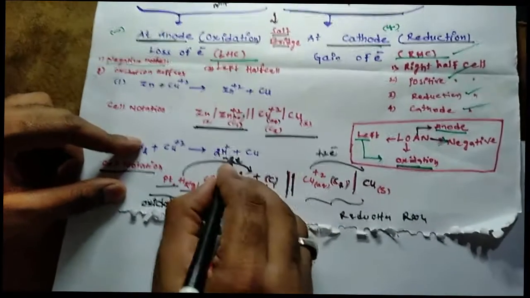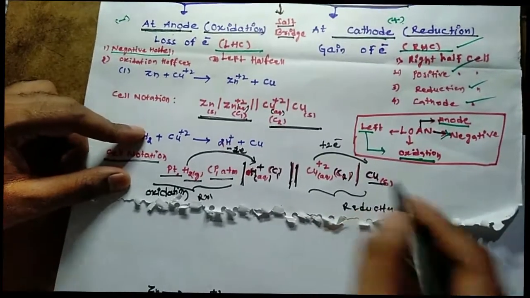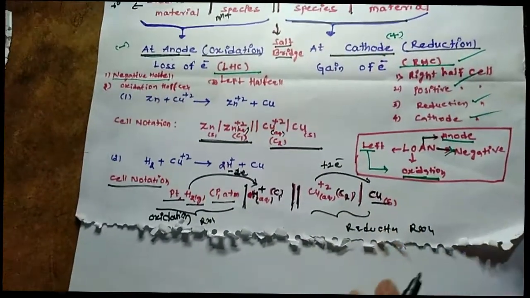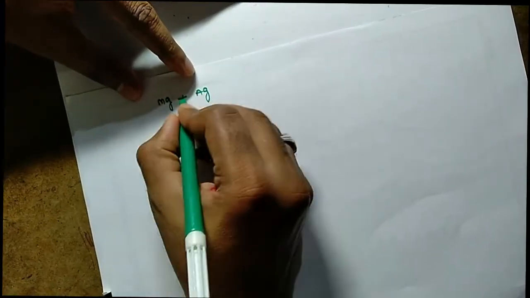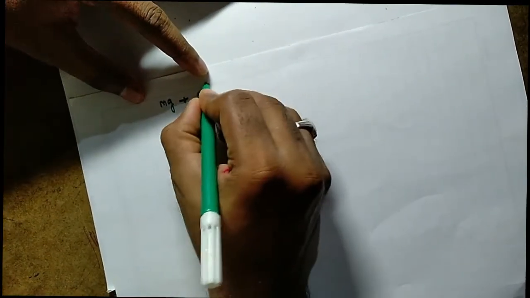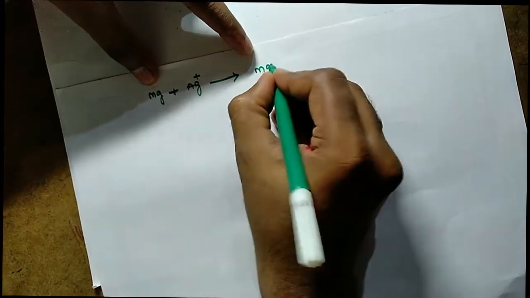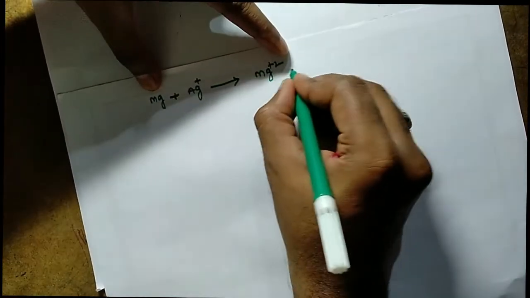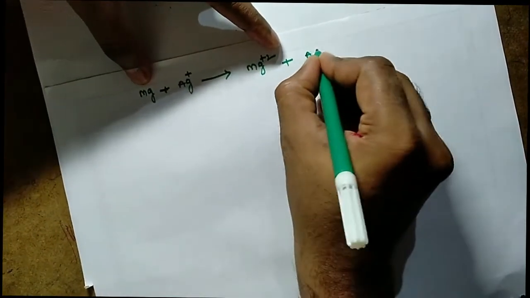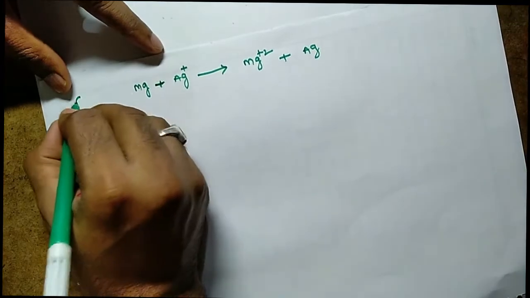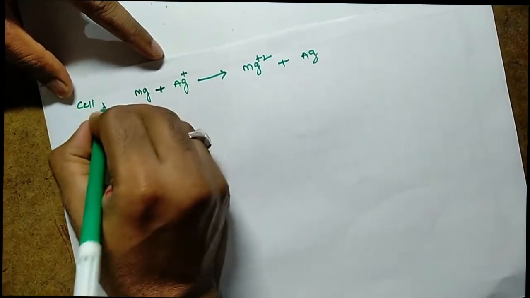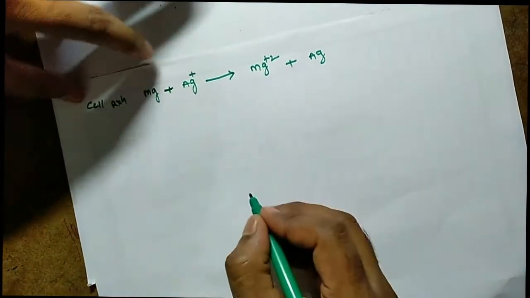So that's why it is forming copper. So copper is forming. I think you understand this one. One example: Mg + Ag+ gives rise to Mg2+ + Ag. This is a cell reaction. What is that? This is a cell reaction. So they ask in the exam, cell notation for the reaction.